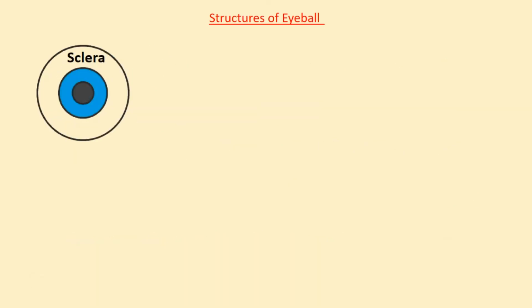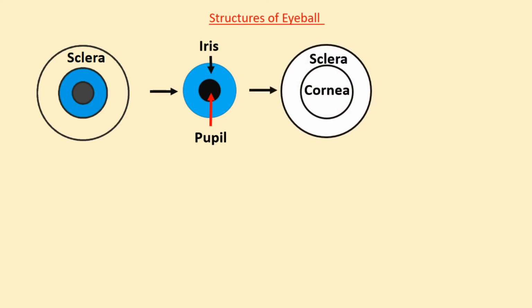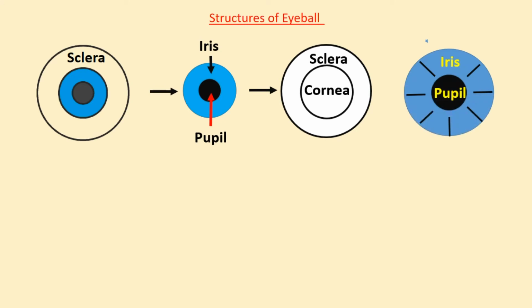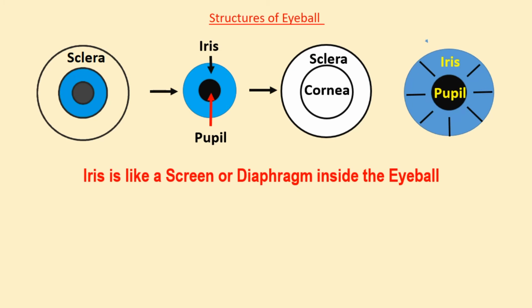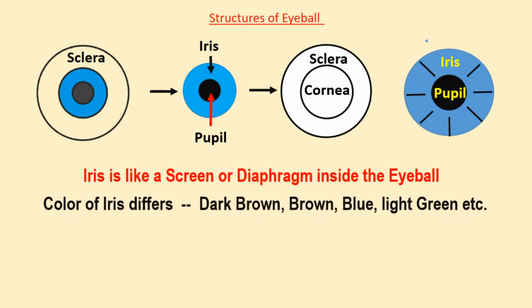For experimental purpose and for ease of understanding, if we take out the iris from an eye, it will look somewhat like this. And without iris, the eye may look like this from front. An enlarged iris may look like this. Iris is like a screen or diaphragm inside the eyeball. As I said earlier, color of iris differs: dark brown, brown, blue, light green, etc.